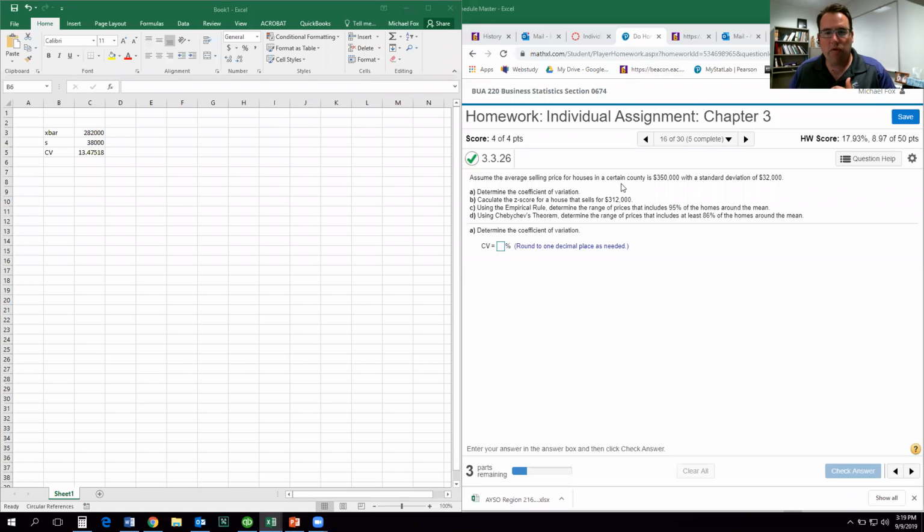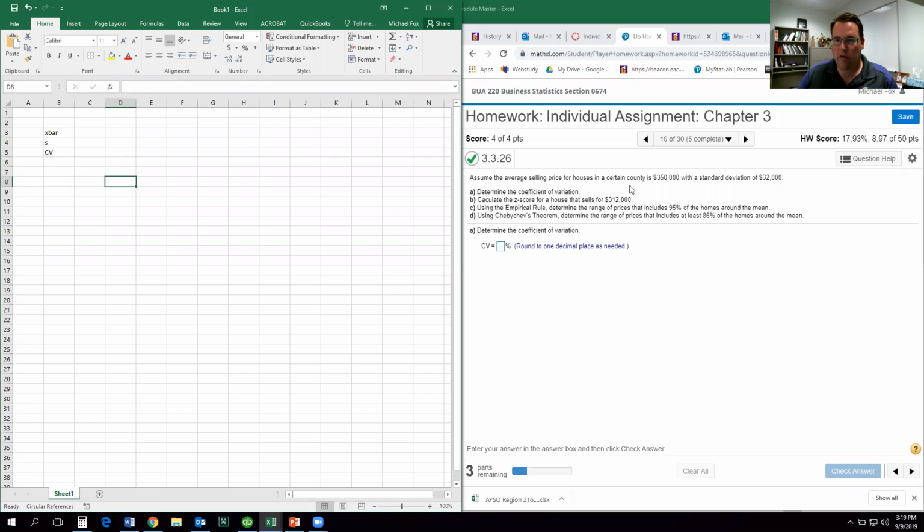Hey everybody, so this is a problem that's kind of been giving everybody a little bit of frustration. So I wanted to work it out for you. It's question number 16, which is 3.3.26 in case yours are in some different order, but they should all be in the same order.